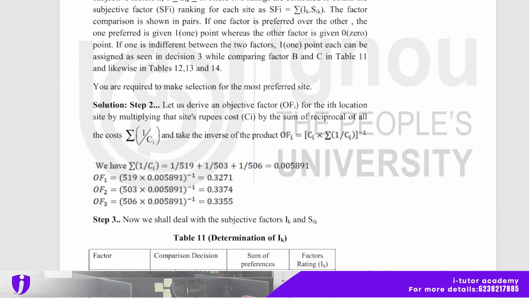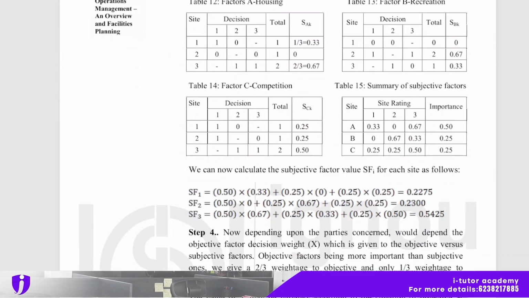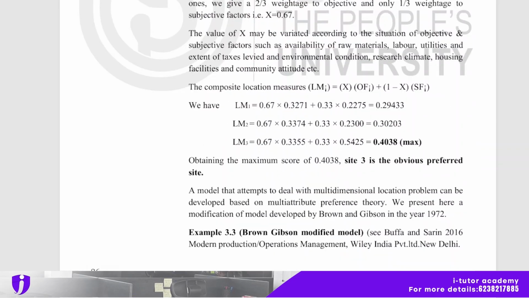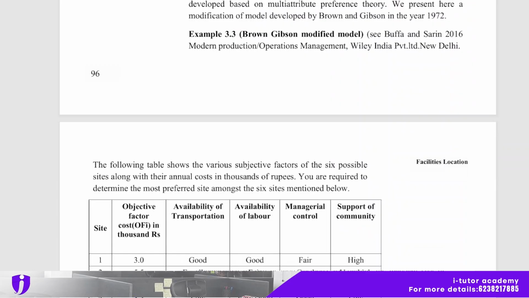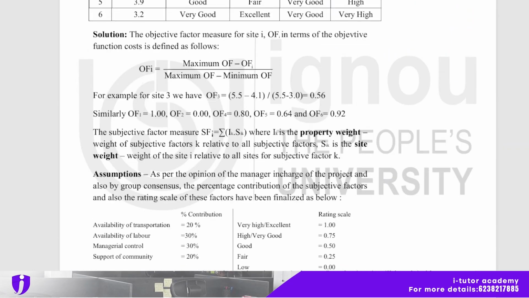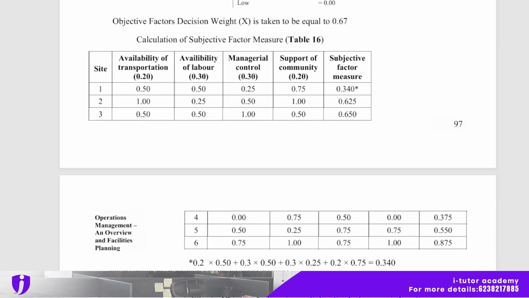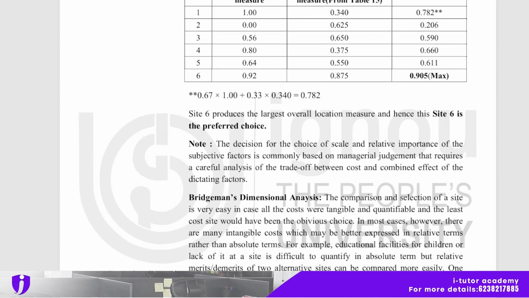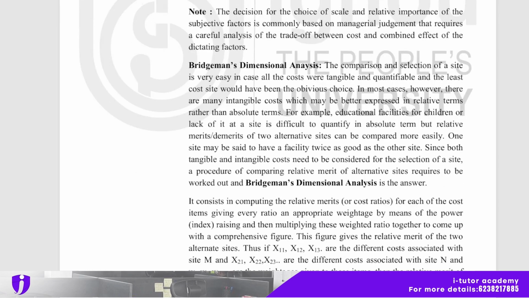And the solution is also here. Step 2 is here. So based on the table analysis and factors, competition is here. And step 4, and Example 3.3, the Brown Gibson modified model, is here. So please refer to your IGNOU study material for that. It's all about the equation-based solution here. And Bridgman's dimensional analysis is here.